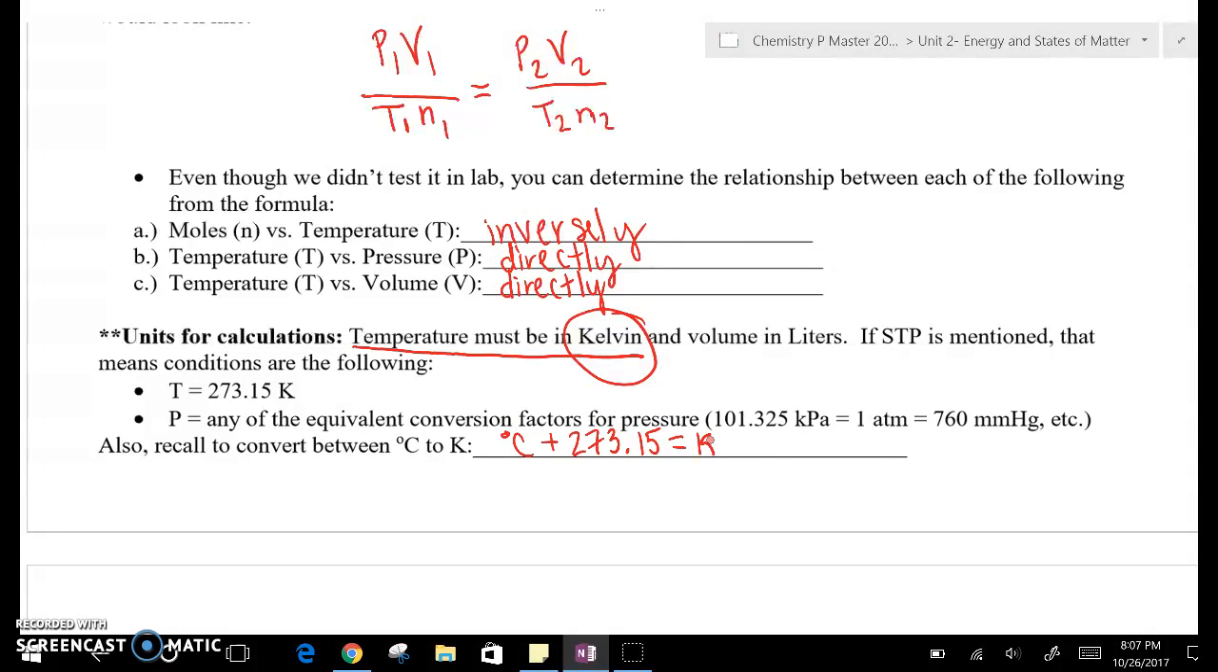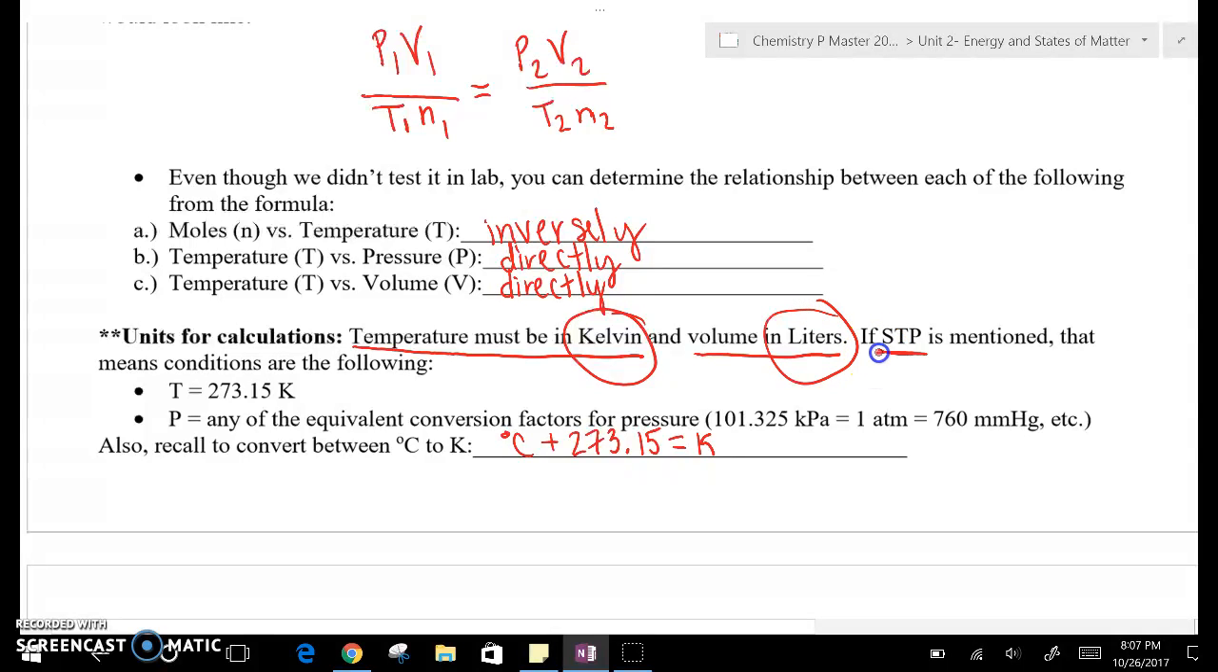So you're going to have to do this pretty frequently because in lab we actually take units in degrees Celsius because we don't have a Kelvin thermometer. So you're going to have to do conversions. Generally, the unit you have to use for volume is liters. So you may have to do conversions to make that happen.